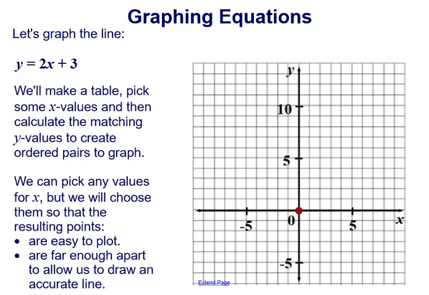So let's graph the line y equals 2x plus 3. We'll make a table, pick some x values, and then calculate the matching y values to create ordered pairs to graph. Now we can pick any x values, but we will choose them so that the resulting points are, one, easy to plot, right? If you look at our coordinate plane, we really only have from -5 to 5 on the x-axis nicely marked, and from -5 to 10 on the y-axis easily marked. And then we also want points, though, that are far enough apart to allow us to draw an accurate line.